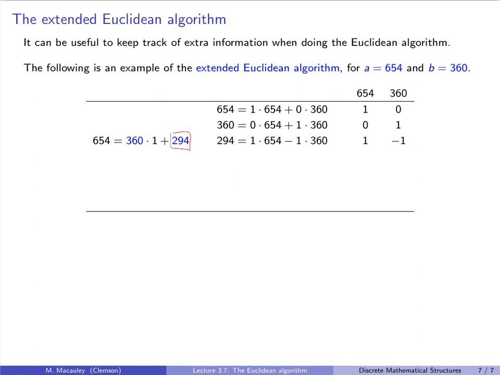This is what we always do. We solve for 294. That means we're going to move this to the left-hand side, and we'll write 294 is 1 times 654 minus 1 times 360. Okay? So now what do we put here? It's not quite as simple as putting a 1 and a negative 1 here. What we're really doing is we're saying 294 is 1 times 654. So here's 654. We take one copy of that row, 1, 0, and we subtract one copy of the 360 row. So this row, 1 times this row minus 1 times that row gives us 1, negative 1. Okay? Let's keep going.